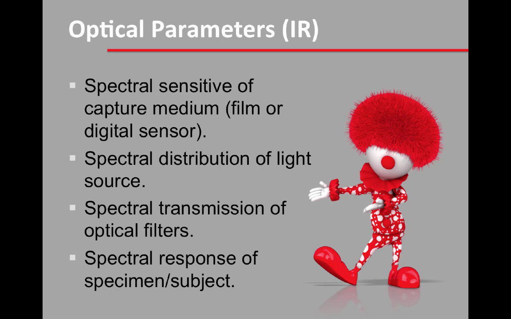So in infrared photography, what we're trying to do is eliminate the visual spectrum and only record in the invisible radiation or infrared region. So we need optical filters to control that. And it's also about the spectral response of the specimen. Now, I've explained a little bit in those examples the concept of reflection and absorption, but there are other responses that we get from infrared that I'll talk about later in this lecture as well.